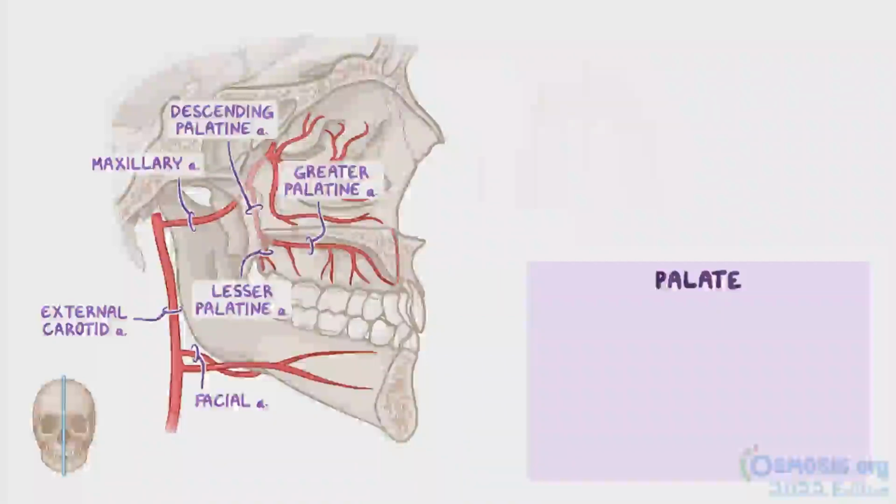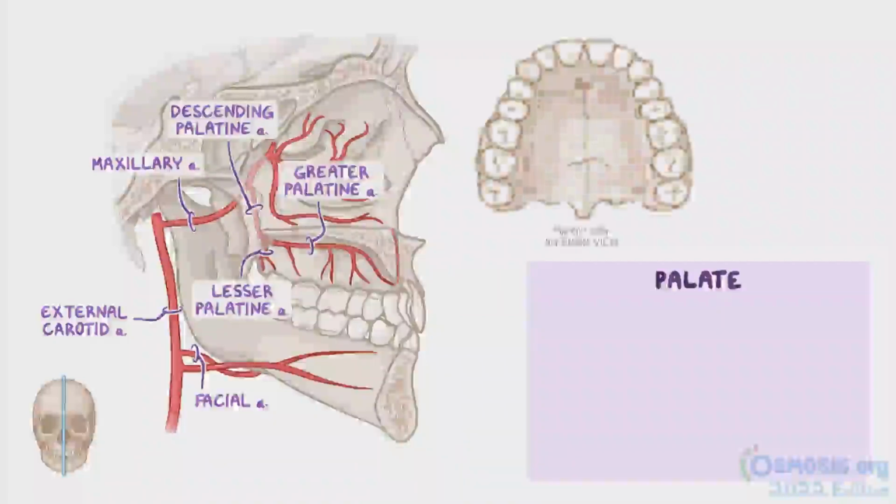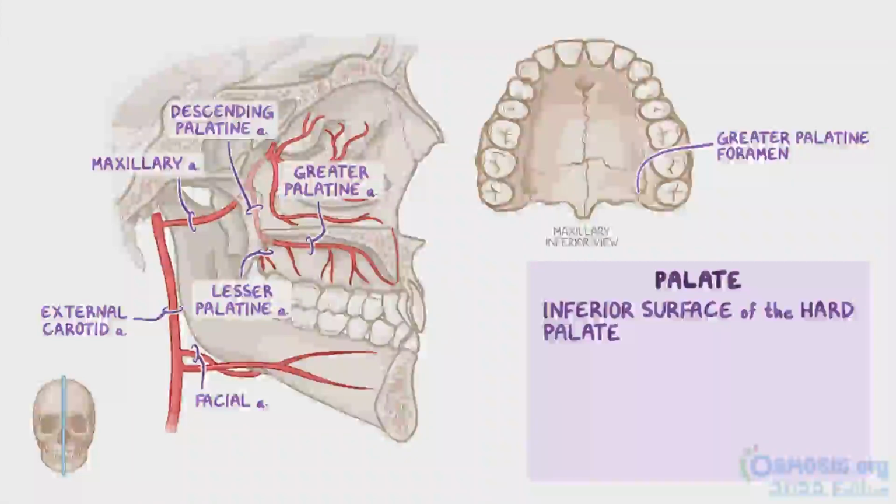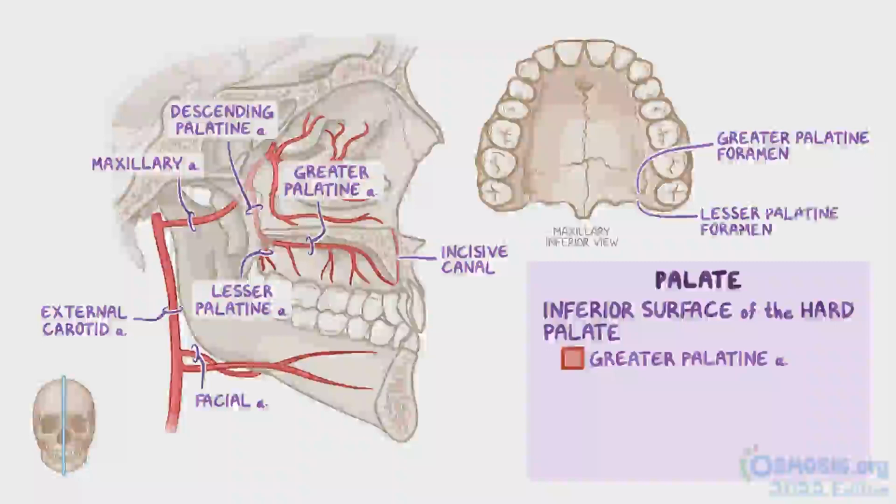The greater palatine artery enters the oral cavity through the greater palatine foramen. Then it runs anteriorly to supply the inferior surface of the hard palate until it passes through the incisive canal to exit the oral cavity and enter the nasal cavity. The lesser palatine artery enters the oral cavity through the lesser palatine foramen and then heads posteriorly to help supply the soft palate.